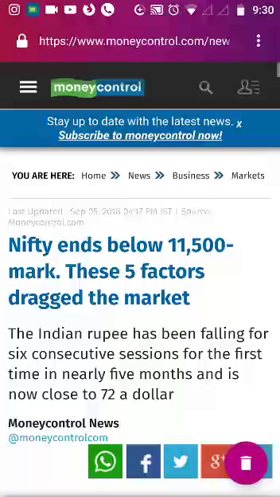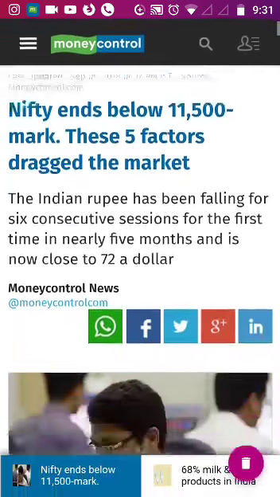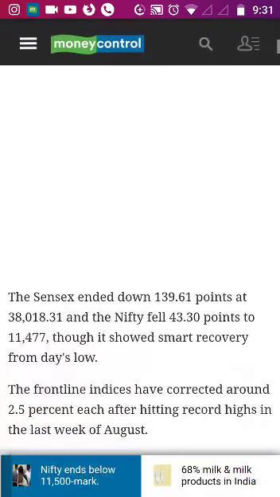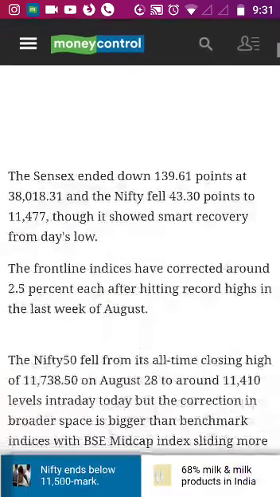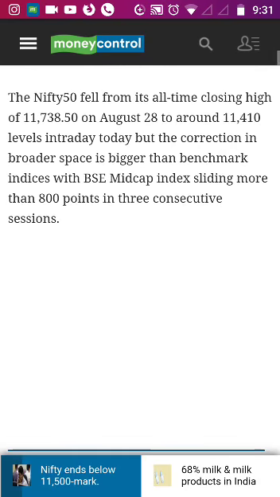At the moment the markets are showing a bearish sentiment, and the Sensex has fallen more than 300 points and Nifty over 100 points intraday, that is on Wednesday, September 5th 2018. It has fallen from its all-time closing high of 11,738.50 on August 28 to around 11,410. That's approximately more than 300 points, within a week's time.